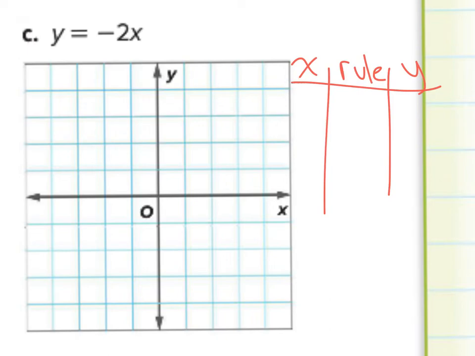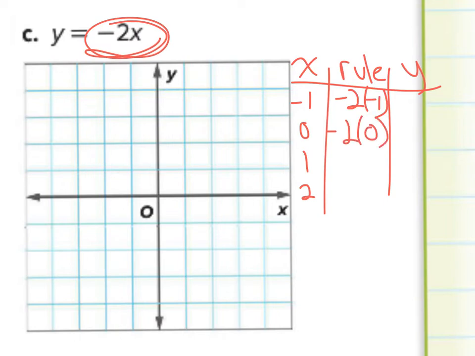For C, let's do the same. Let's pick our values. I will stick with my values of -1, 0, 1, and 2. Okay, and I'm going to enter in my rule. Right here's my rule to get y: -2x. So -2 times -1, -2 times 0, -2 times 1, and -2 times 2. And then -2 times -1, I get +2. I get 0. -2 times 1 is -2. -2 times 2 equals -4.